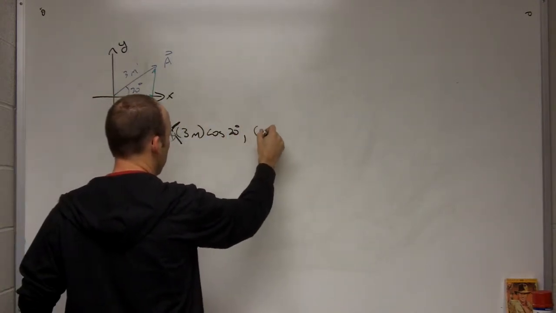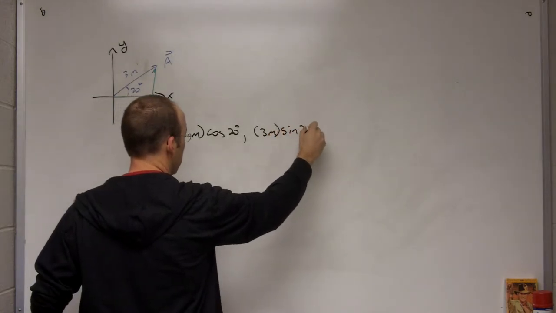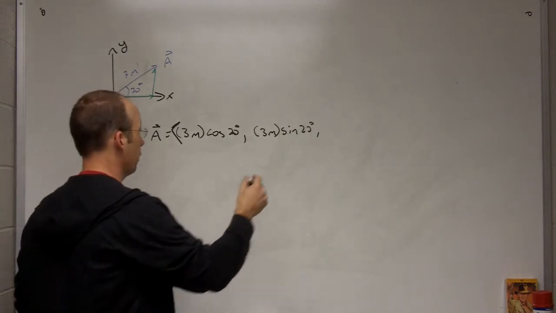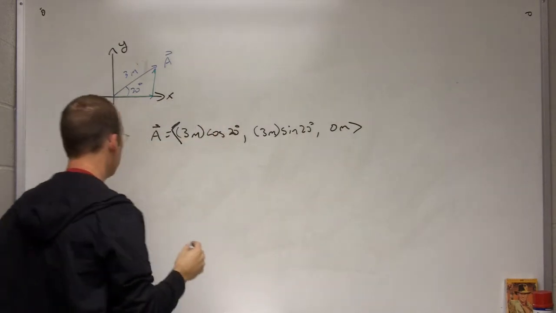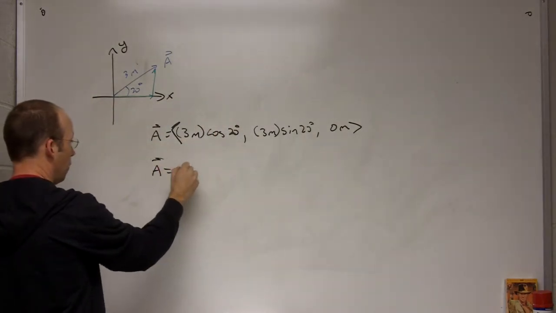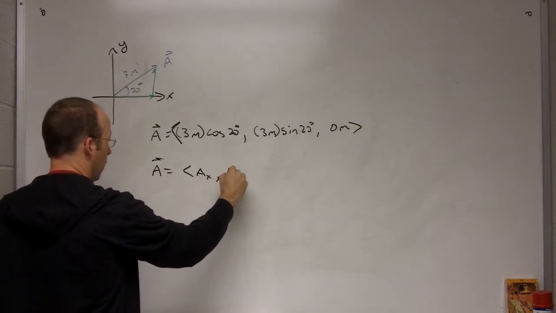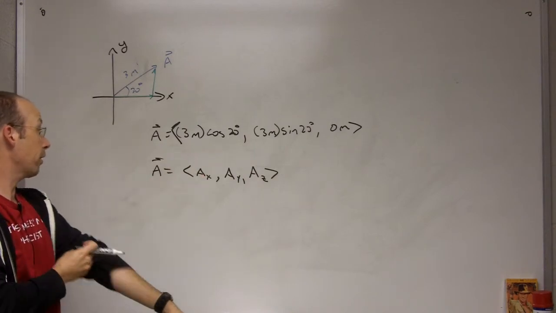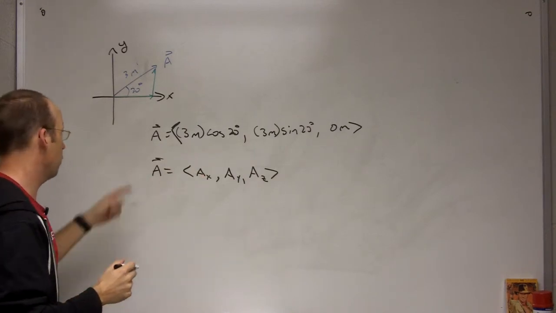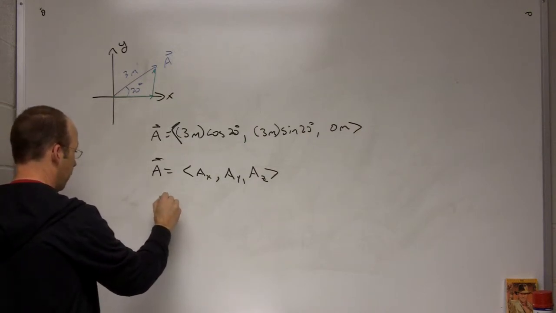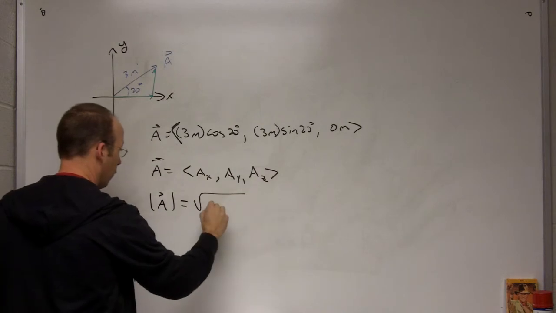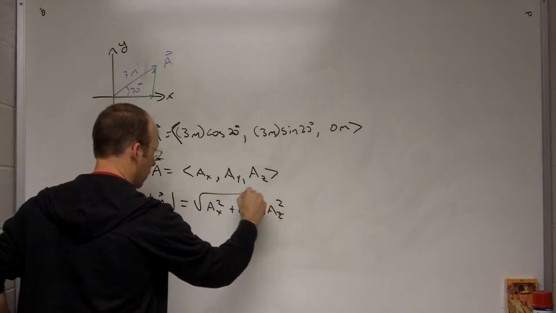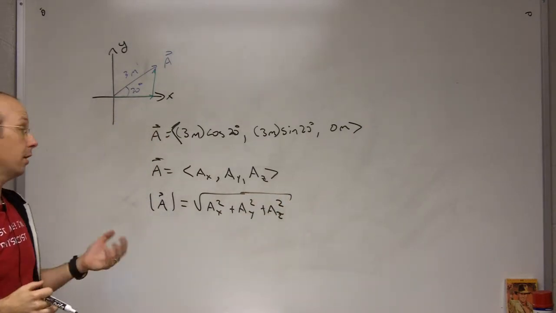The y component is going to be 3 meters sine of 20. And in this case, the z component is 0 because it's not coming in and out of the board. So I'll just say 0 meters. So in general, this is how we write a vector A equals (AX, AY, AZ). If we have components already like that and we want to find the magnitude, go backwards, I could just say the magnitude of A would be the square root of ax squared plus ay squared plus az squared. Just like the Pythagorean theorem, it works in three dimensions too.